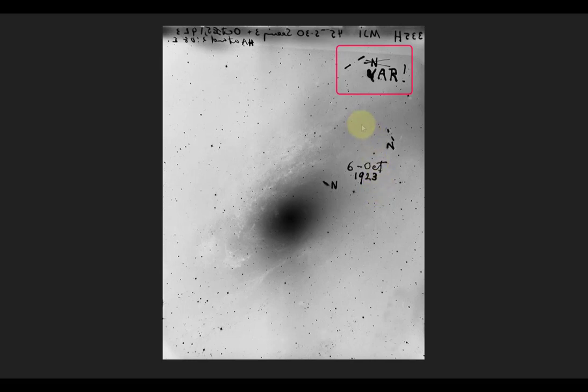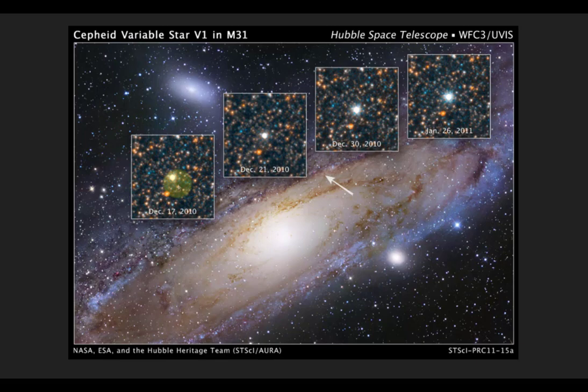This is the original plate where he found this one star here, and he had put down an N as in nova, a new star. And then he came back and changed it to VAR, which means variable. So by looking at this one star for a period of time, Hubble was able to find the period of this variable star we call the Cepheid variable in the Andromeda galaxy.